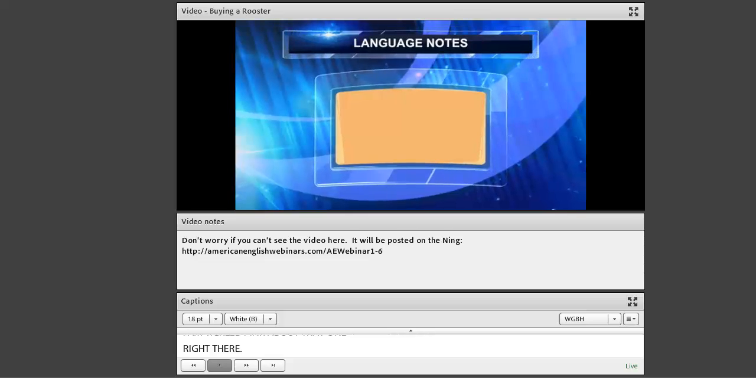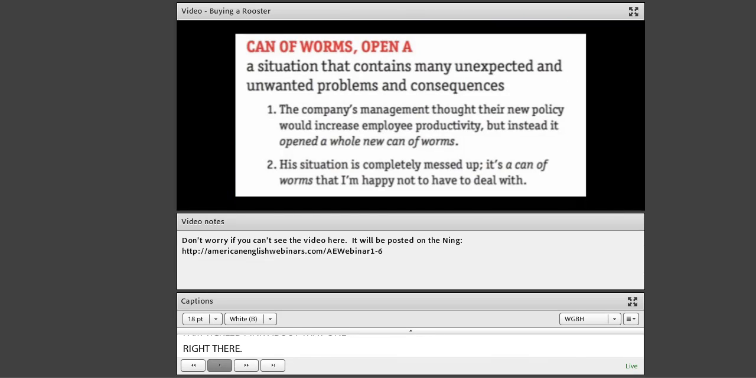Language notes. Open a can of worms: a situation that contains many unexpected and unwanted problems and consequences. The company's management thought their new policy would increase employee productivity, but instead it opened a whole new can of worms. His situation is completely messed up. It's a can of worms that I'm happy not to have.